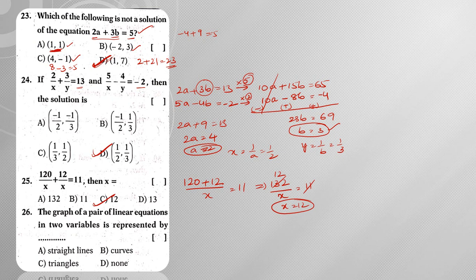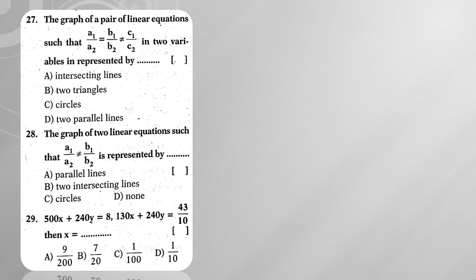Next, the graph of pair of linear equations in two variables is represented by. So already we know linear equations are generally represented by straight lines, hence straight lines is my answer. Next, question number 27. The graph of pair of linear equations such that it satisfies this condition: a1 by a2 is equal to b1 by b2 not equal to c1 by c2. Then those lines are parallel lines. Next, a1 by a2 is not equal to b1 by b2, so they are intersecting lines.